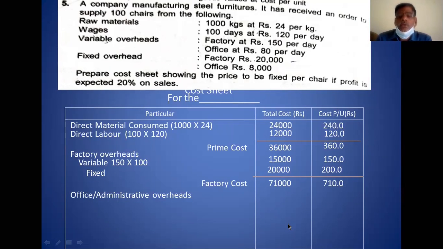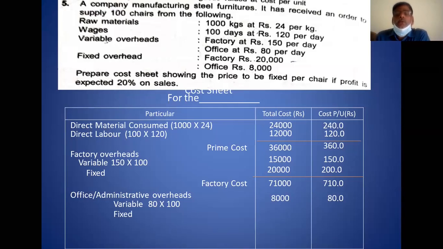Then office and administration overhead. Under that you first take variable. Variable office overhead is 80 rupees per day. To manufacture 100 chairs, you require 100 days. Therefore, multiply by 100. You will get 8,000 rupees variable administrative overhead. And divide by 100, you will get the variable administrative overhead per chair.